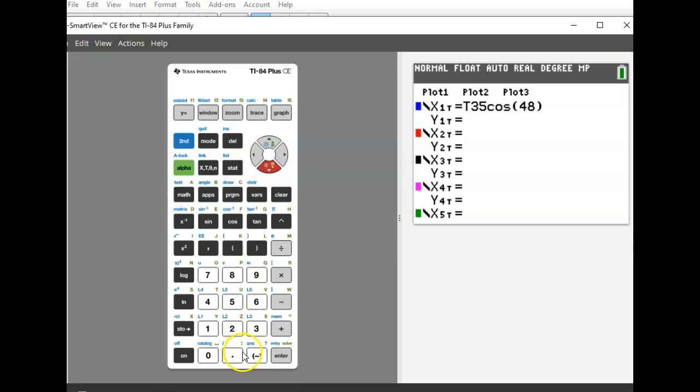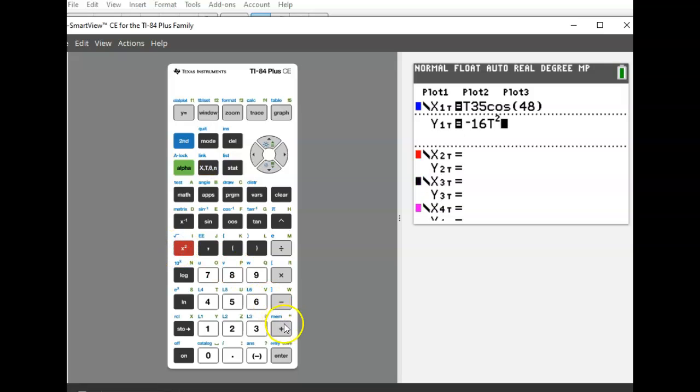And then the y is negative 16t squared plus the same thing we just did, but sine. So t 35 sine of 48 degrees. And then sometimes there's no initial height, but this one had a 2 on the end for the initial height. Everybody got it? I feel like a lot of you aren't doing this.